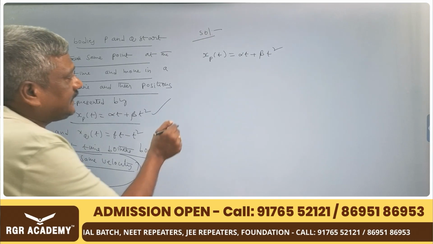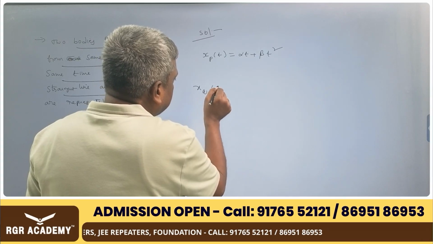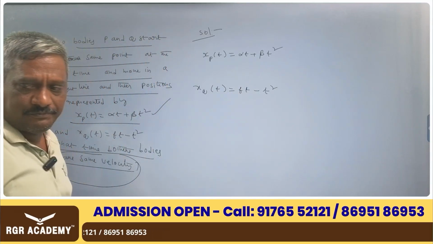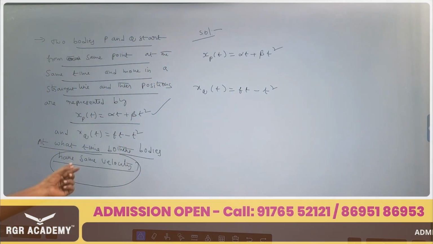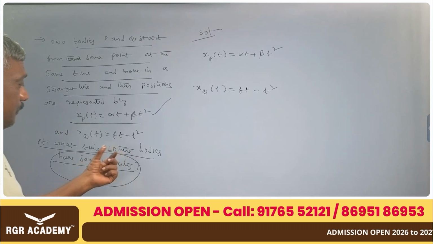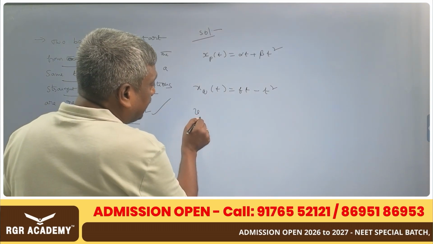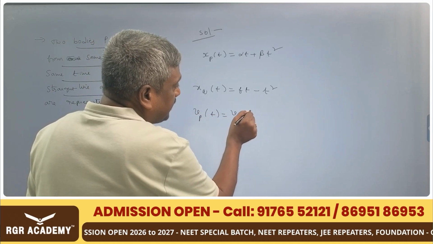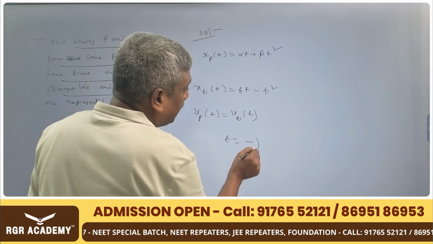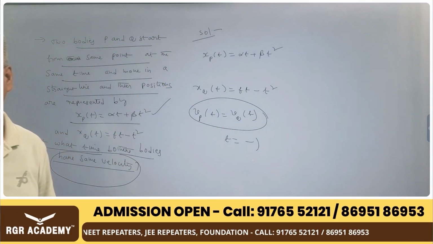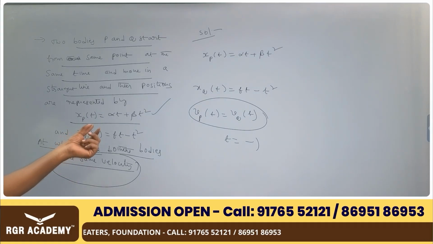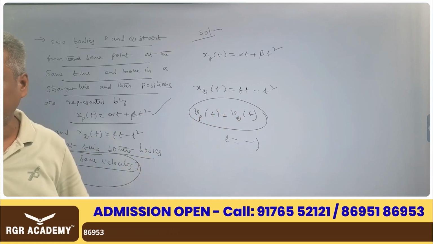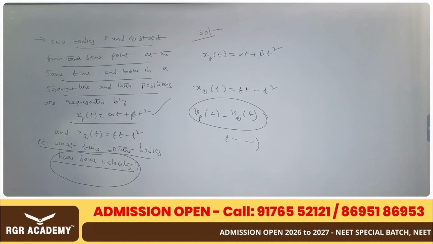And xq2 is equal to what? xq2 is equal to ft minus t square. Ft minus t square is given. At what time do both the bodies have the same velocity? What is the condition given? The velocity of P and the velocity of Q are equal. This is the condition given in the question. That is the condition given in the problem.